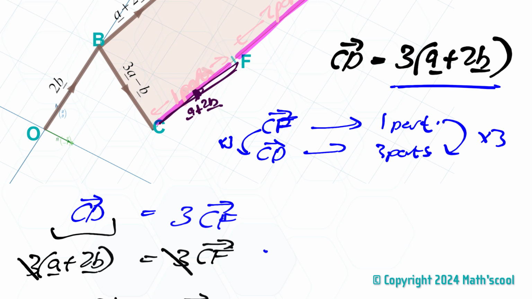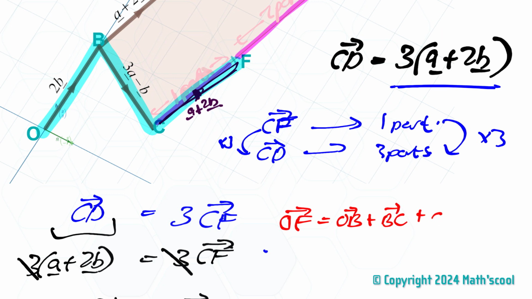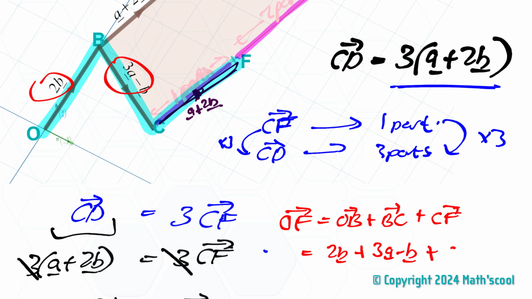And so it says get from the origin to F. So to get from the origin to F, this is the route I'm going to take. I'm going to go from the origin to B, and then from B to C, and then from C to F. And then just to write that all down fully, I'm going to write O to F equals O to B plus B to C plus C to F, equals 2B, that's that one, plus 3A minus B, that's that one, plus A plus 2B, that's that one.